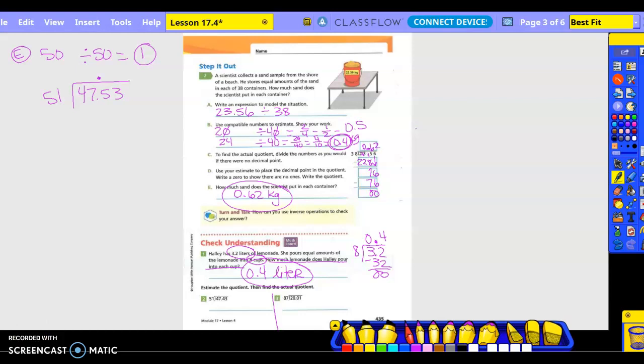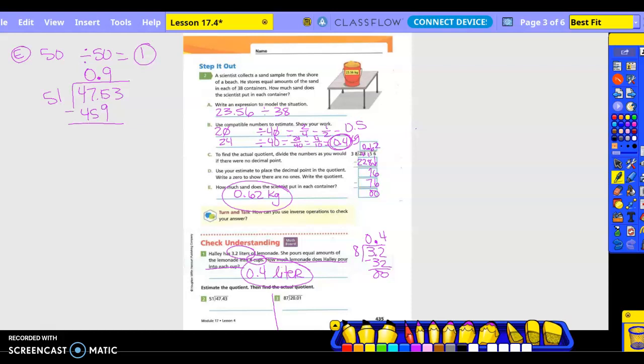So 51, does it go into 47? No. Does it go into, sorry, 51, does it go into 4? No. Does it go into 47? No. So we put a 0. How many times does it go into 475? 9 times, right? So 9 times 1 is 9. 9 times 5 is 45. I'm going to subtract them.